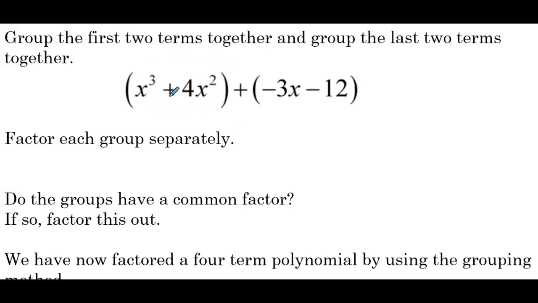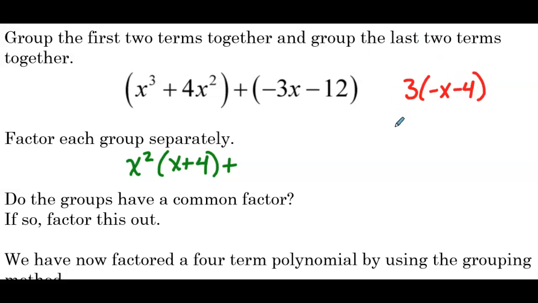So looking at x cubed plus 4x squared, the greatest common factor is x squared, and we'd be left with x plus 4. Then plus. Now we have negative 3x minus 12. So some of you may be thinking that the greatest common factor is 3. And that's correct, but the only issue with 3, and I'll write it off to the side, is then we'd have negative x minus 4.